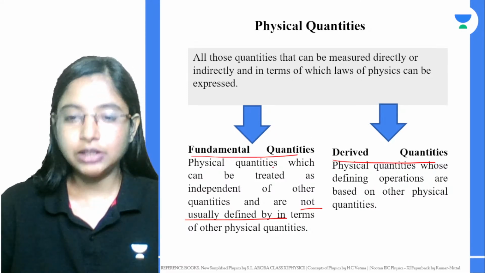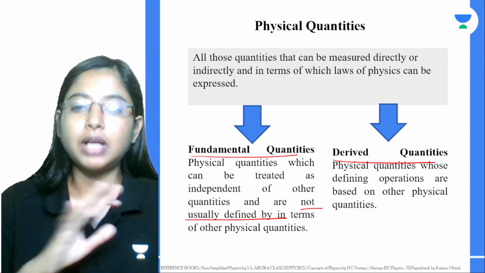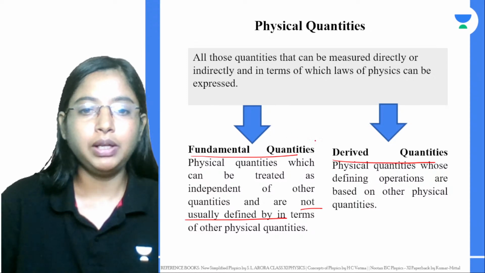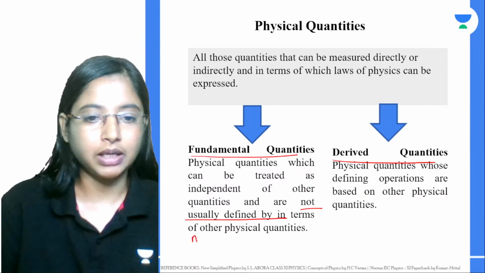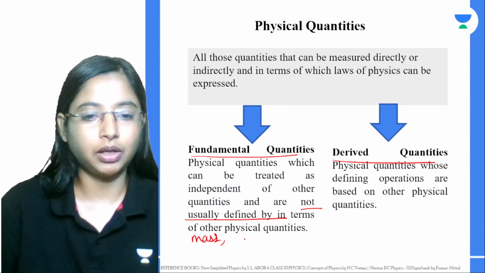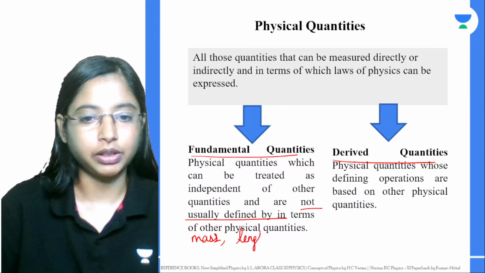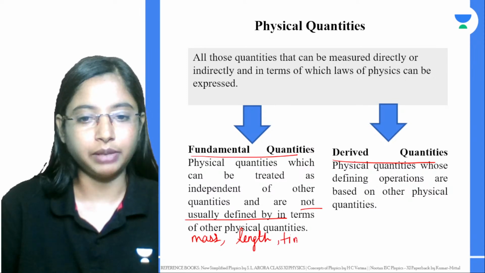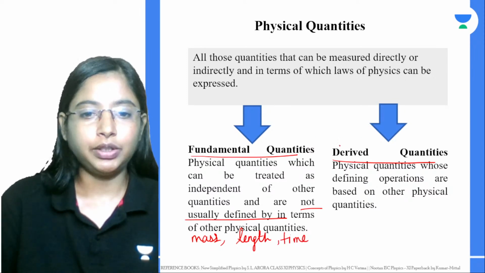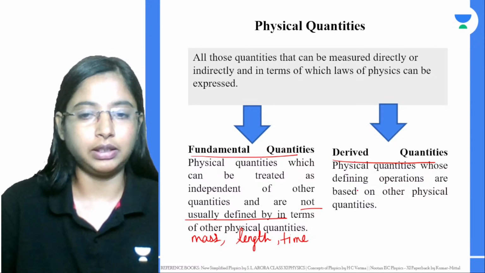But physical quantities whose defining operations are based on other physical quantities are derived. For example, the fundamental quantities are very independent. Mass is a fundamental quantity. Length is a fundamental quantity. Time is a fundamental quantity. Now any quantities that you can derive from these fundamental quantities are called derived quantities.